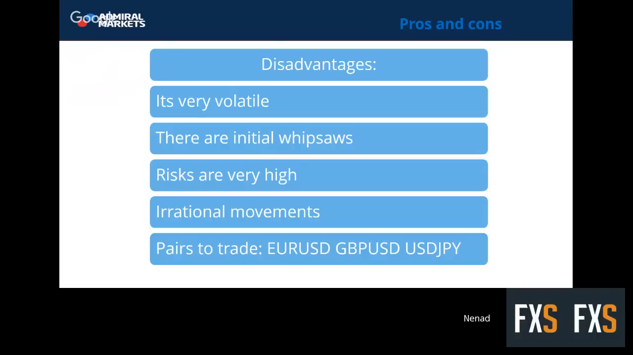Okay. Risks are very high, but also rewards can be very high. It can create irrational movements in markets like whipsaws, and definitely the pairs to trade with NFP are euro dollar, GBP dollar, and dollar yen.